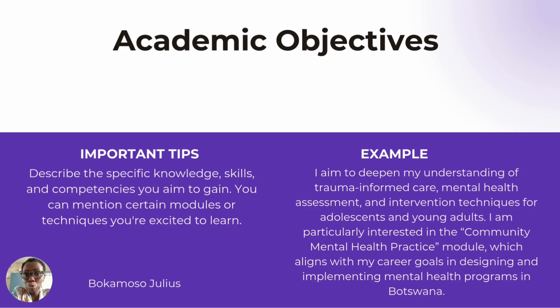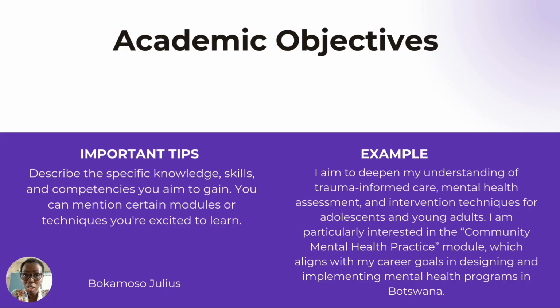And then academic objectives. What do you intend to achieve academically? Describe the specific knowledge, skills, and competencies you aim to gain from the program. You can mention certain modules or techniques you are excited about. When you go to the university website, they often have a course outline. They show you the modules that you take.